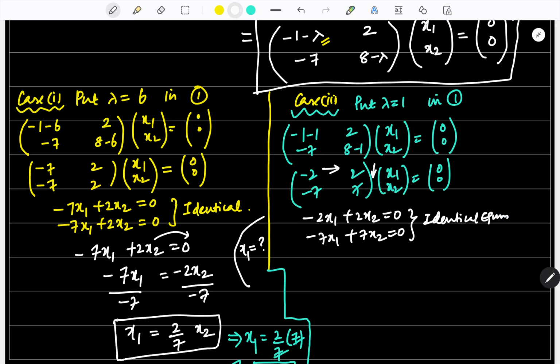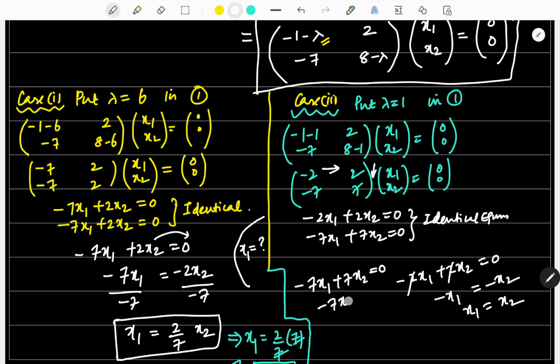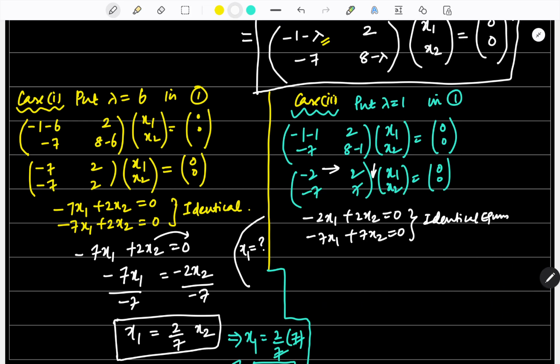Both are the same equations, which are called identical equations. How do you know, teacher, it is the same? Look here. Minus 2x1 plus 2x2 is equal to 0. If you cancel this 2 and 2, minus x1 is equal to minus x2. So x1 is equal to x2. Take the second equation. Minus 7x1 plus 7x2 is equal to 0. So minus 7x1 is equal to minus 7x2. Minus 7 gets cancelled. So x1 is equal to x2. So automatically same, right? So both are identical equations. Identical equations means it is the same equations.